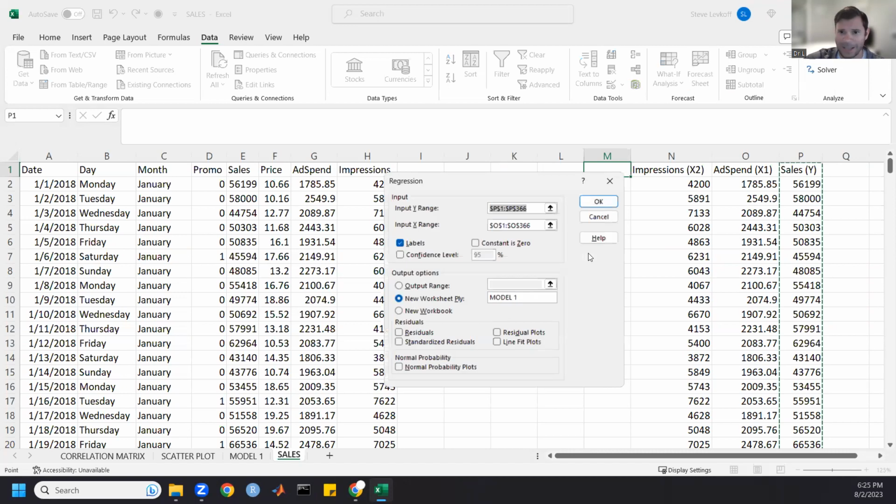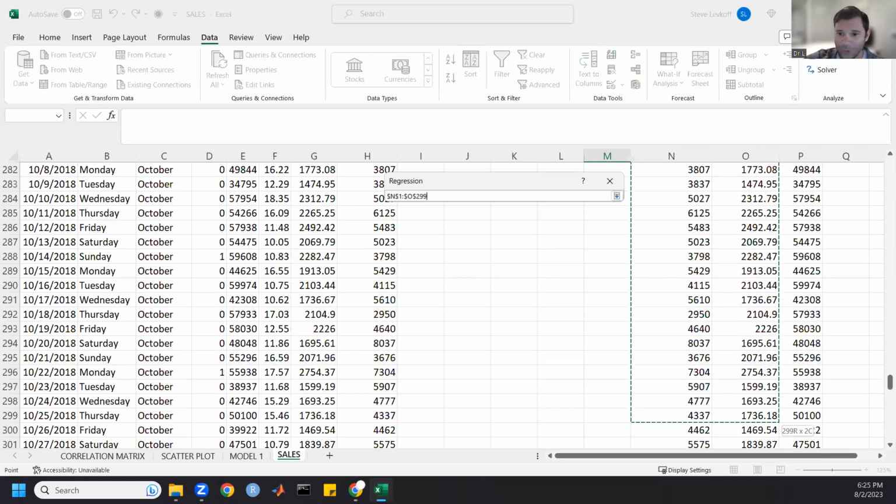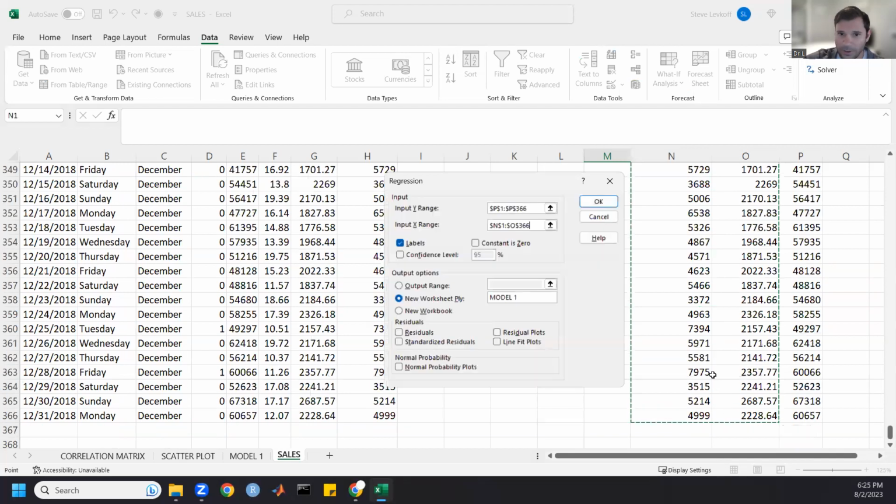I'm going to hit OK, just like we did last time. And our Y variable is not going to change. The only thing that is going to change is the X input range, where we're now going to have two X variables in the X input range. Okay, and I'm going to label this. We'll call this model 2 to distinguish it from model 1, which just had the single variable, and that was ad spend. This is going to have two predictor variables, two regressors, right? Two independent X variables, and that is ad spending and impressions, both numeric variables.